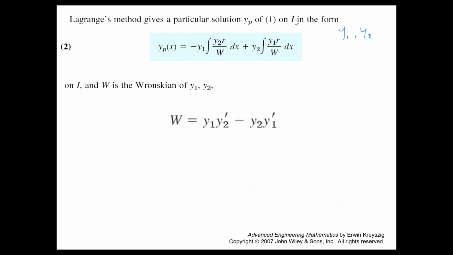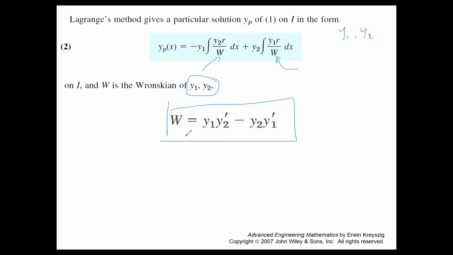So here we introduce another parameter, what we call the Wronskian. If we have the solutions y1 and y2, the Wronskian can be obtained with this formula. And all of this is called the Lagrange method, or the variation of parameters method, to solve.